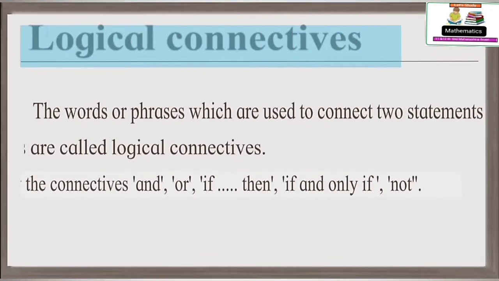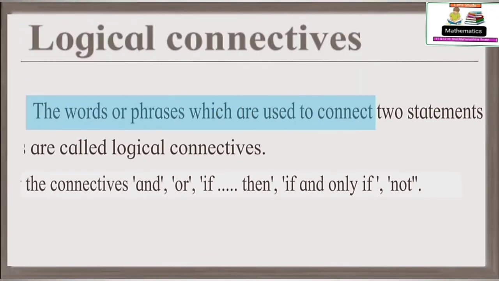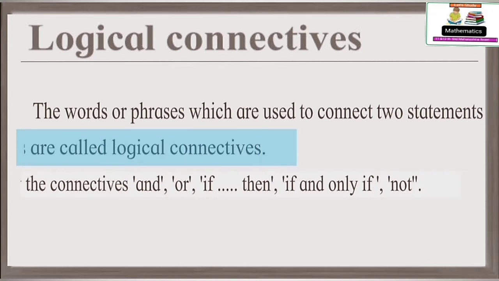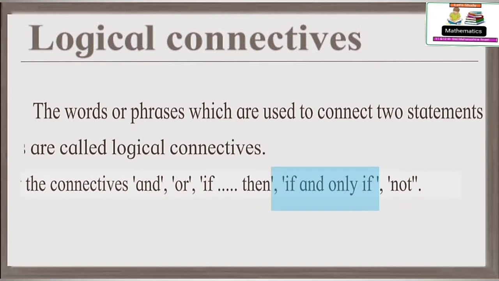Next, logical connectives. The words or phrases which are used to connect two statements are called logical connectives. In this topic, there are 5 logical connectives. First is and, second is or, third is if then, fourth is if and only if, and fifth is not. These are logical connectives. This is important. Remember this.